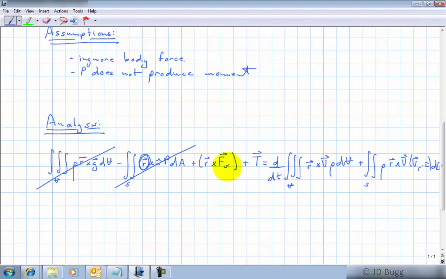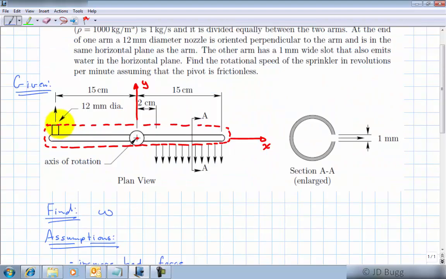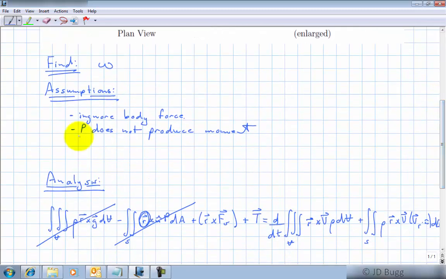Next thing are viscous forces. So again, we can take a look at our diagram. Here we have fluid just crossing the surface perpendicular. Same thing here, and in fact the same thing at the entry point where the fluid comes in at the pivot. So there's no shearing action at any of those inlets or exits. So we can say no shear forces.